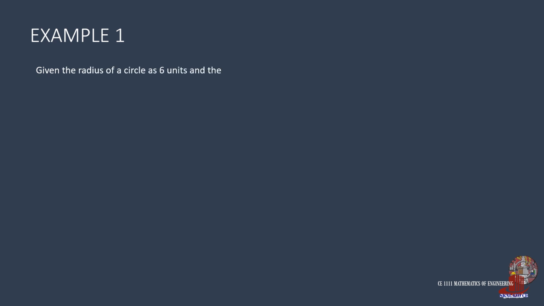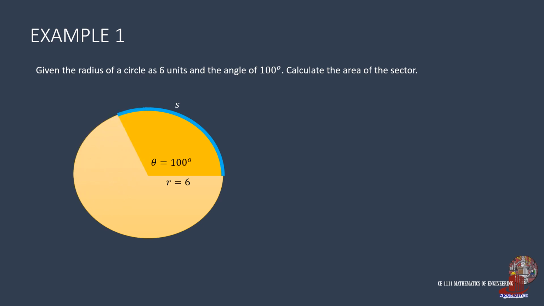For the first example, with the radius of a circle as 6 units and an angle of 100 degrees, calculate the area of the sector. Using ratio and proportionality, we can write A sub s is to 100 degrees as pi times 6 squared is to 360 degrees. All there is to do now is to cross multiply 100 degrees to the other side, making pi times 36 times 100 over 360, which can be simplified as 10 pi.